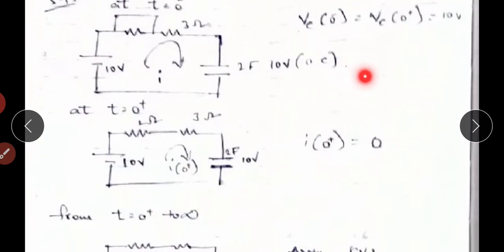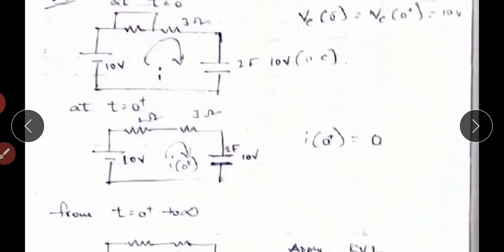For an RC circuit, the initial conditions are Vc(0-) equals Vc(0+), which equals 10 volts. So next, to find the initial current value. Initial current means the current at t equals 0+. So first, draw the circuit at t equals 0+. Okay, this is the circuit. At t equals 0+, the switch is open. So 2 ohms and 3 ohms are connected in series. This is the supply voltage and this is the capacitor.